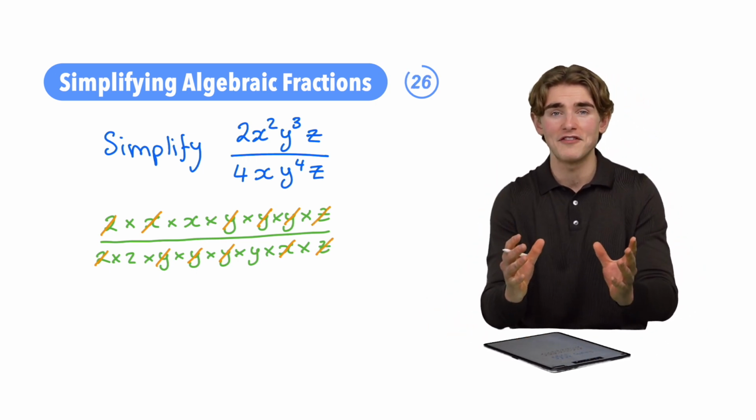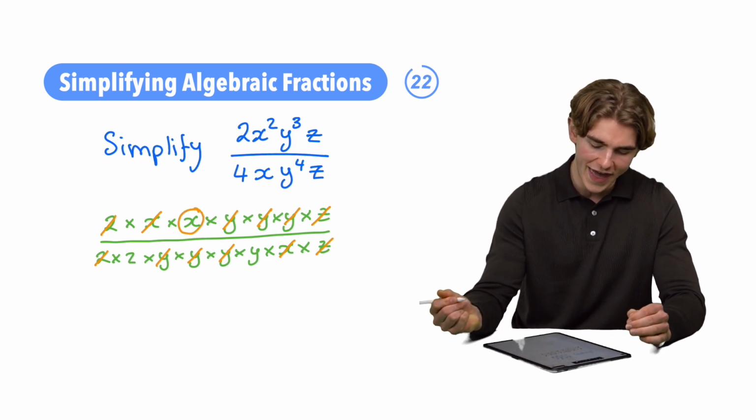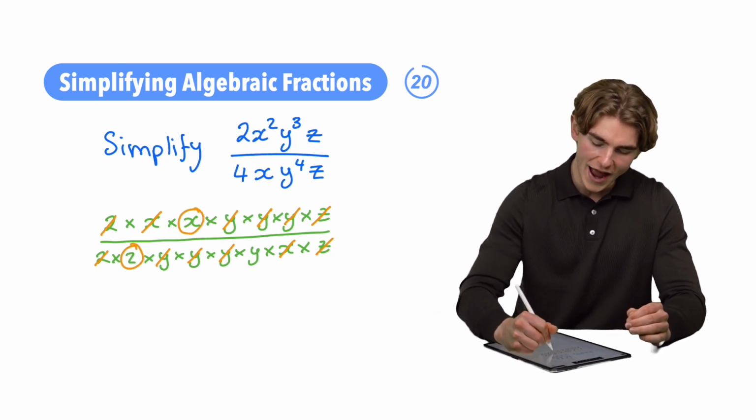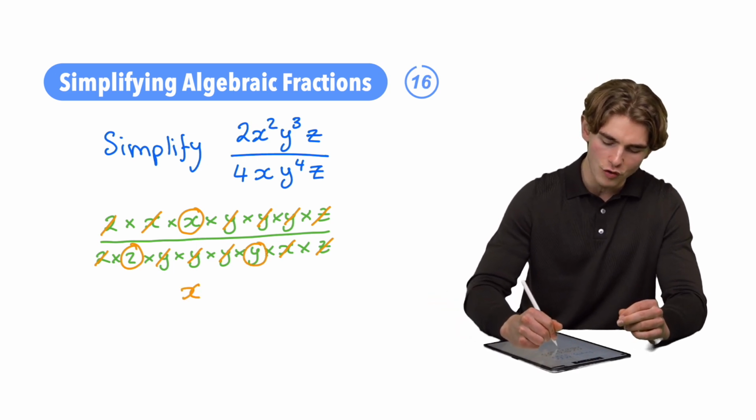Now, what do we have left after all of that dividing? On the top, we're going to have 1x, and on the bottom, we're going to have a 2, and we're also going to have a y. That's going to give us our final answer then, guys, of x over 2y.